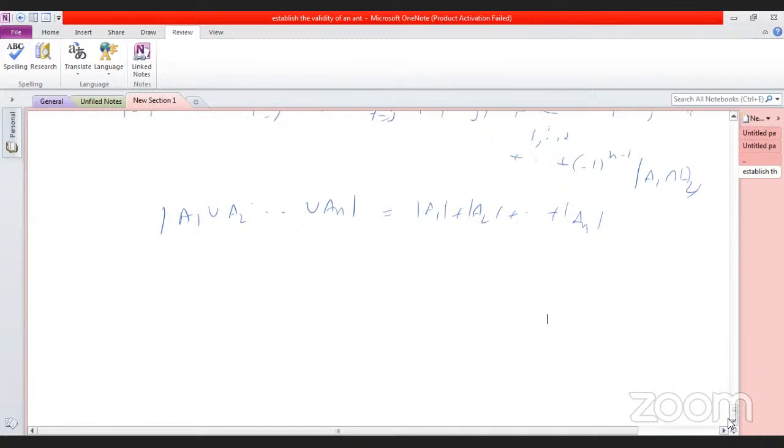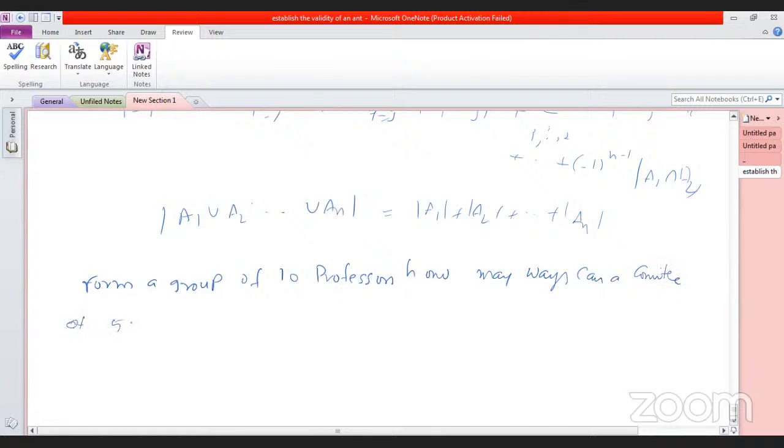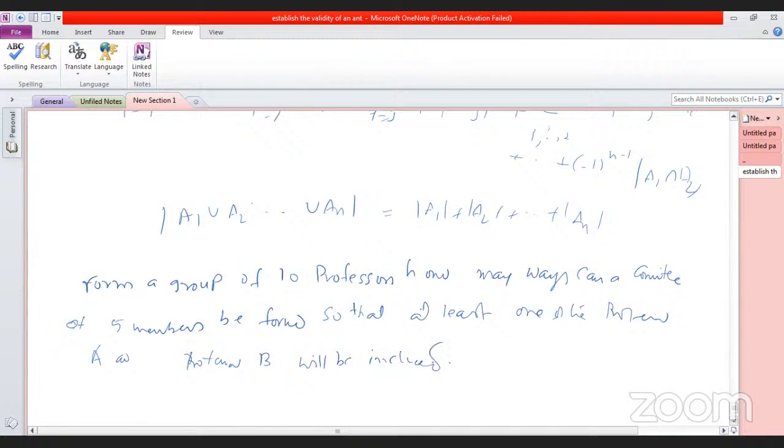Then another problem. From a group of 10 professors, in how many ways can a committee of 5 members be formed so that at least one of the professor A and the professor B will be included.